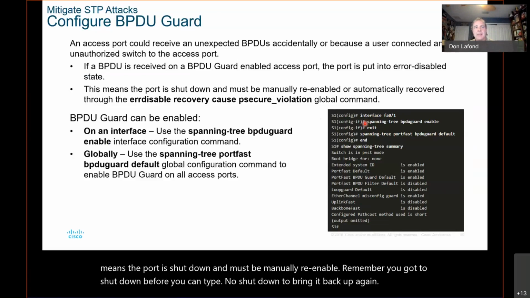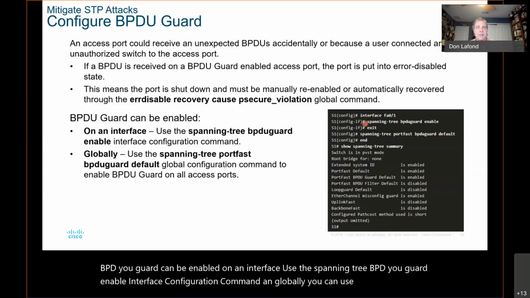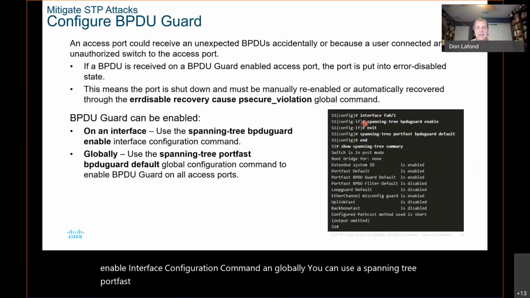BPDU guard can be enabled on an interface. Use the spanning-tree bpduguard enable interface configuration command. And globally, you can use the spanning-tree portfast bpduguard default global configuration command to enable BPDU guard on all access ports.